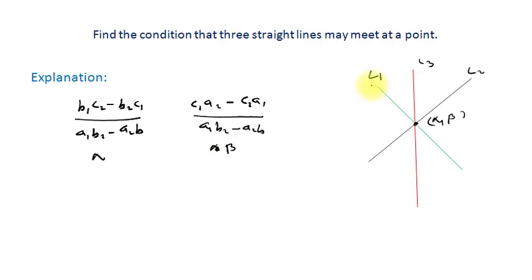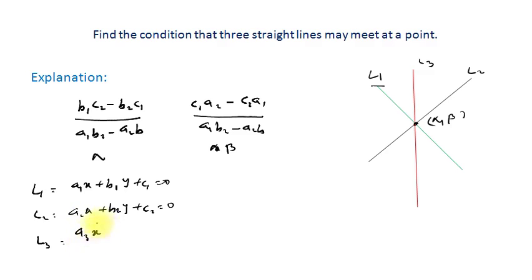Now see here, we have line L1, that is A1x plus B1y plus C1 is equal to 0. Line L2 is A2x plus B2y plus C2 is equal to 0. And line 3 is A3x plus B3y plus C3 is equal to 0. Here this point alpha, beta is the point of intersection of line L1 and line L2. Since the third line, L3, passes through this point of intersection, it means alpha, beta also satisfy line L3.